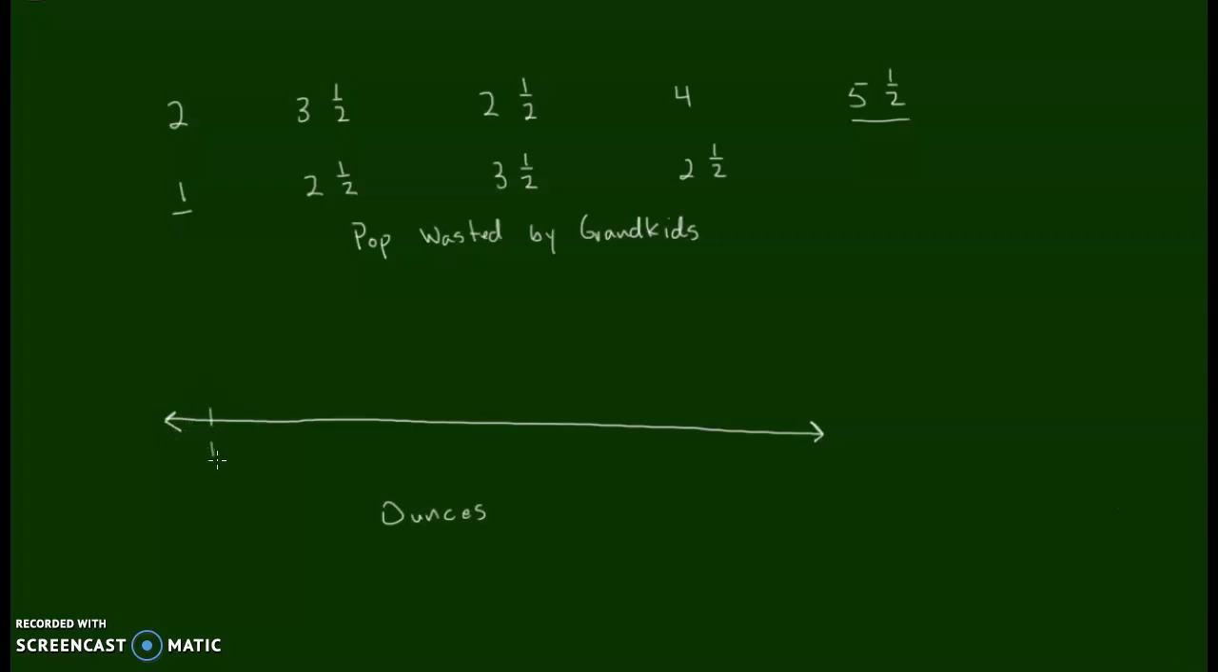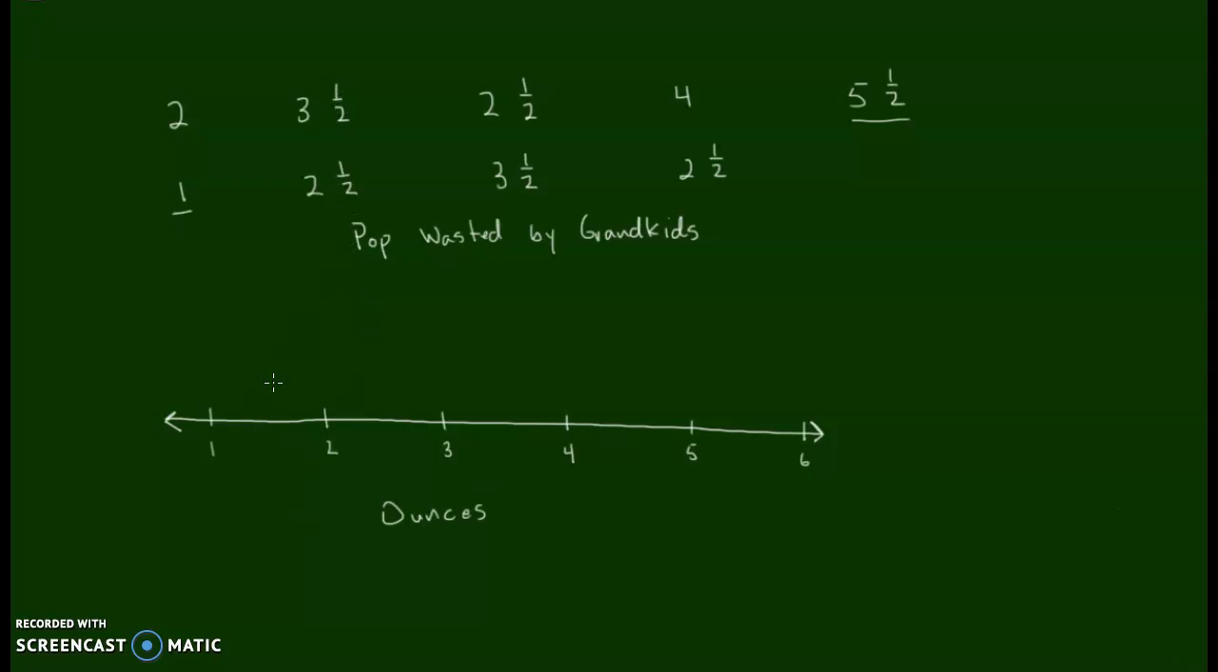So I'm going to make my first mark here, 1. And then I'm going to go out to 5. So 1, 2, 3, 4, 5. Oops, I made a mistake. I actually need to go out to 6. I need to go above the highest number. So I need to go out to 6.